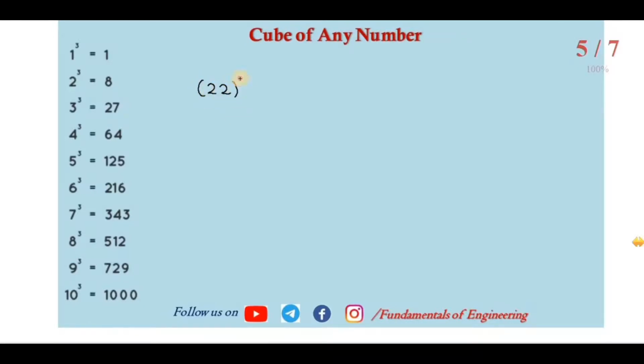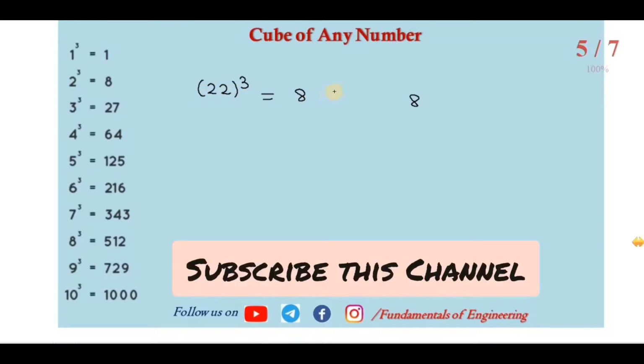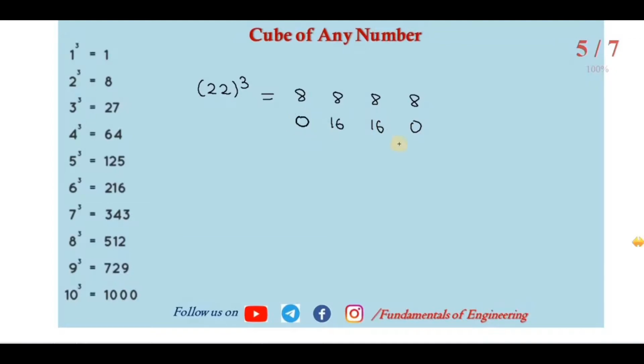Suppose the same numbers are there and we have to find out the cube. So first step, we have to take the cube of the first number, that is 8. Then cube of the second number, 8. First number square into 2. 2 square is 4 into 2, 8. 2 square, 4 into 8. Whatever the middle numbers are there, we have to double it. So 8 2s are 16, 8 2s are 16. 0 0.